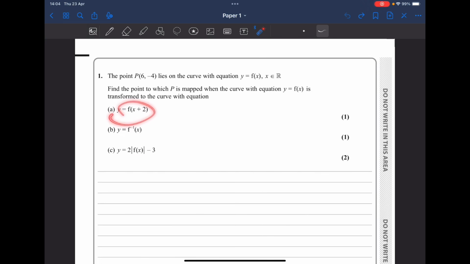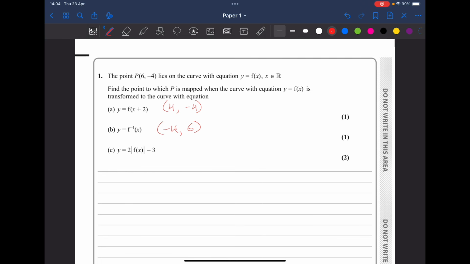So the first one, we're going to move left by 2. So instead of being (6, -4), it's going to be (4, -4). So that's the 6 being moved left by 2. This means inverse. Inverse is you reflect in the line y equals x, so our coordinates effectively swap place. We should have (-4, 6).